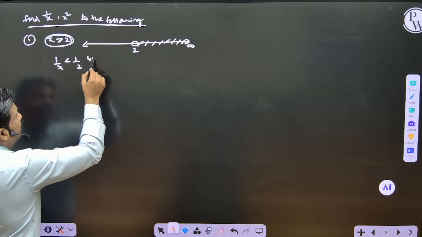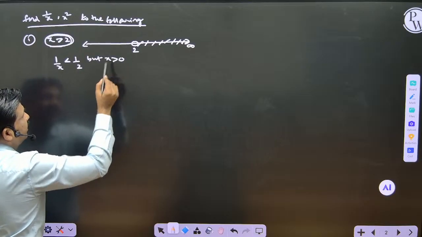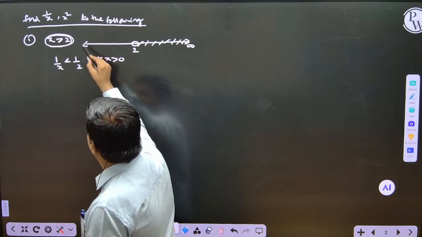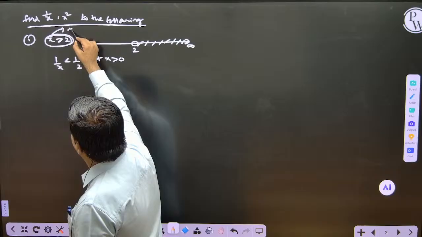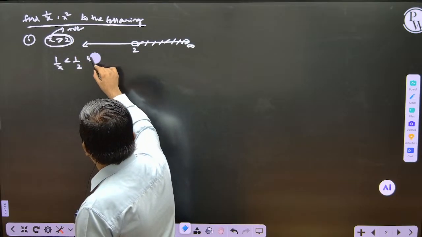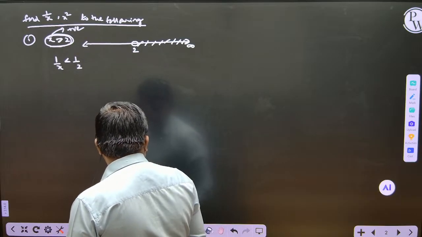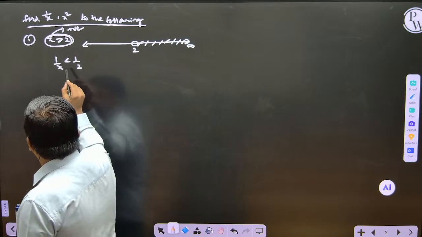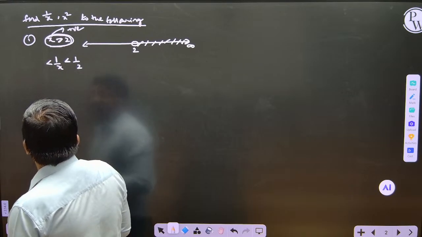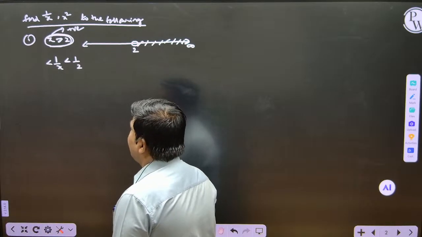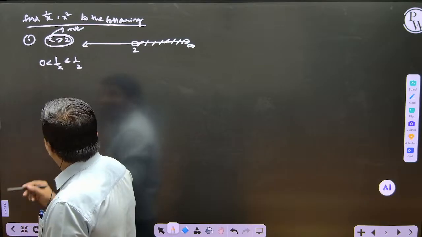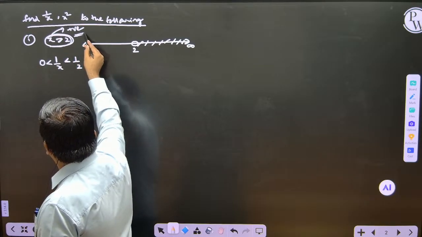But you already know that x is positive here. x greater than 2 means x is positive or not? x greater than 2 means x is positive. So that means this 1 by x may be less than 1 by 2, but it is also positive, or not? Why? Because x greater than 2 means a positive value.